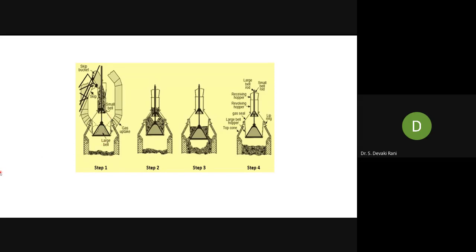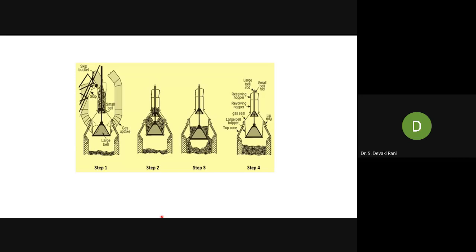Raw material from the raw material yard to the blast furnace, that transportation can be done with conveyor belts or bucket system of charging or skip system of charging. I will show you the figures later on. So the top charging in the blast furnace, old blast furnaces used to use bell system of charging, two bell system. Nowadays they are going for bell-less system of charging.